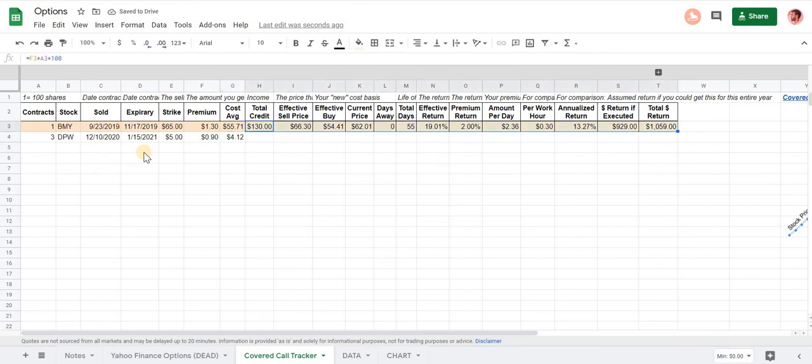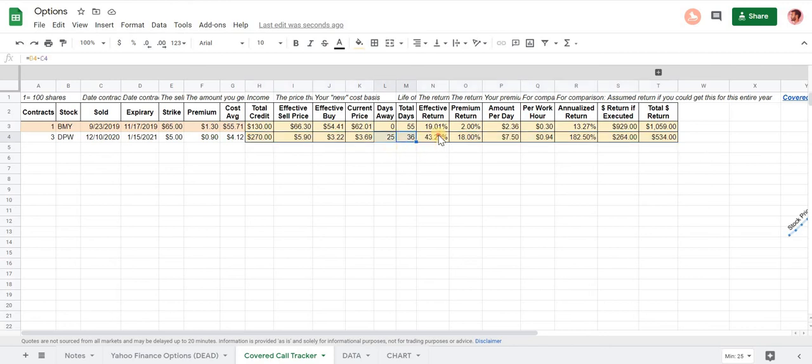So all the orange pieces are the things that you're going to be entering in, and all the yellow pieces are formulas. So you can just copy those and paste them down, and it will calculate what the current price is, your total credits, your effective sell, buy, how many days, and then your effective return and things like that. So your total credit is based again on what you're going to be getting.